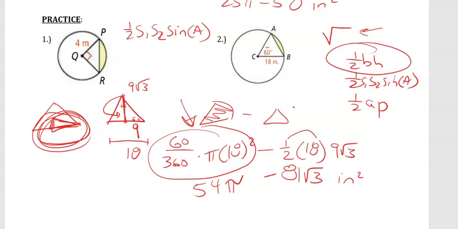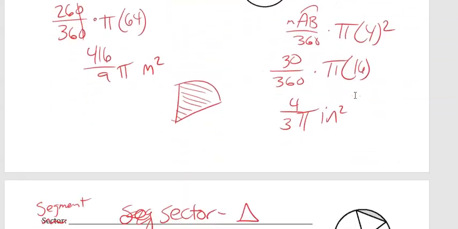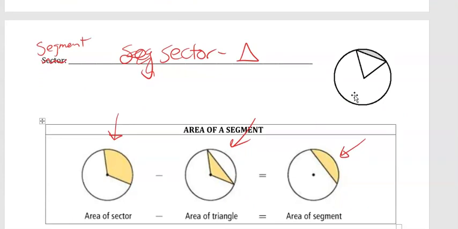Real quick question. If this was not 60, but that was like 73 degrees, which formula would be best? Formula A, Formula B, or Formula C? If that was 73 degrees instead of 60. B would be best, though you would get an answer as a decimal. All right, main things are making sure you know the difference between a sector, which is part of the area, and the segment, which is part of the area minus the triangle.